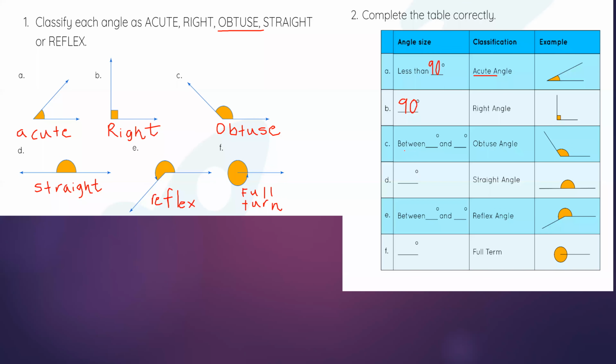Darnik, for number 2C, what do you have? I have between 90 degrees and 180 degrees. Very good. Now let me ask you a question. Are you done from 1 and 2? Yes, sir. Okay, send me a picture of your work, please, via WhatsApp. Please do not say yes, sir. It's either yes or no, sir. All right.